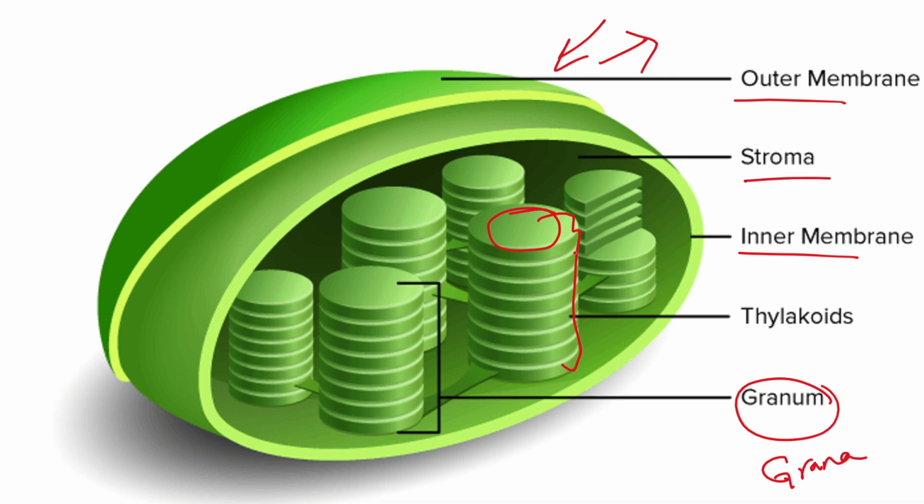Stroma is the fluid around the grana, as you see, where the Calvin cycle happens, or the dark reaction, or the light independent reaction. Okay?